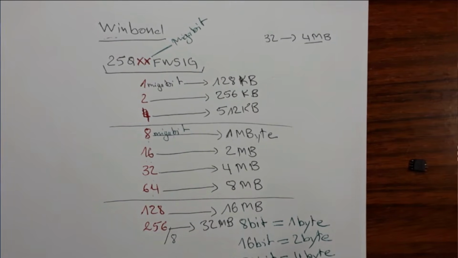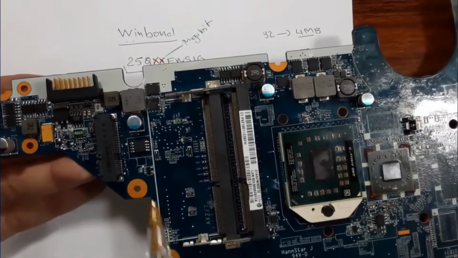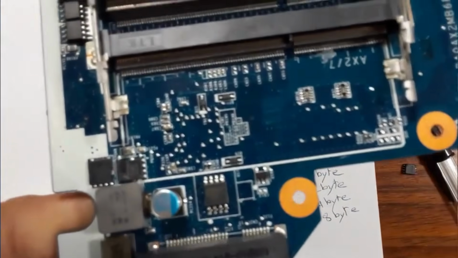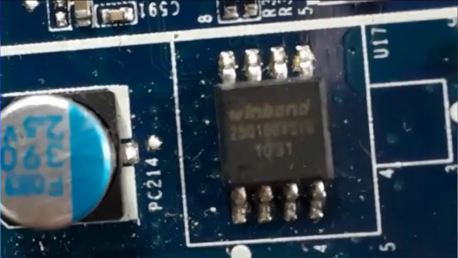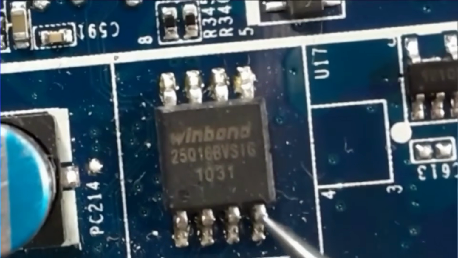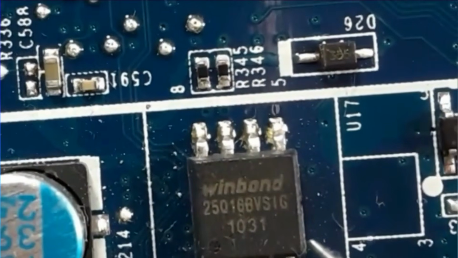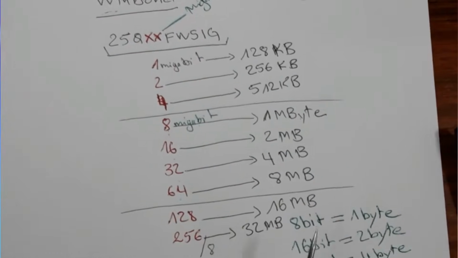Okay, so let's check some BIOS ICs. Here, as you can see in this motherboard, this is the BIOS IC. So let's check its size. As you can see here, we have 25Q16 BVS. Here you can find BVS or WVS, no problem.